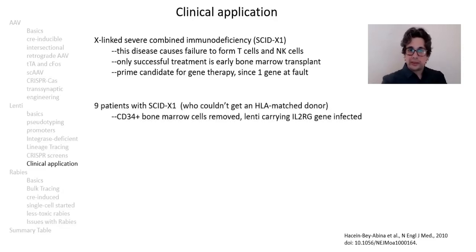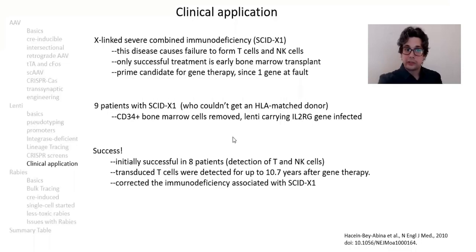So they did this with 9 patients that couldn't get a donor. They really had difficulties in their day-to-day life, and generally have a much reduced lifespan because of just the practical impossibility of living with this disease. And so their bone marrow cells were removed, a lentivirus carrying this gene infected them, and then put back in.